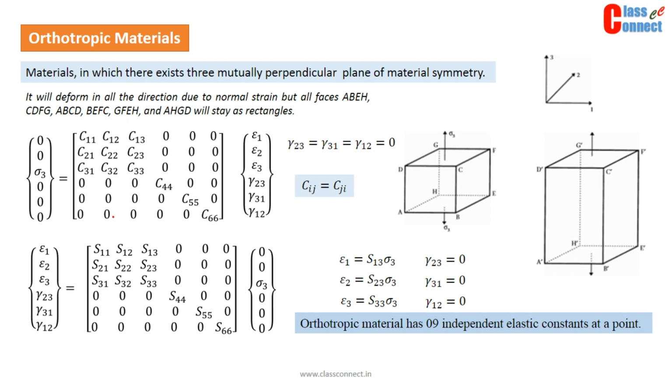So next is orthotropic material, a material in which there exist three mutually perpendicular planes of symmetry. In this case, if I apply a load inducing stress in this particular direction, all the faces of this cuboid element will remain rectangular, and that is why there is no shear strain in any of these. So these will be 0, and we get this stiffness matrix, and this is the compliance matrix.